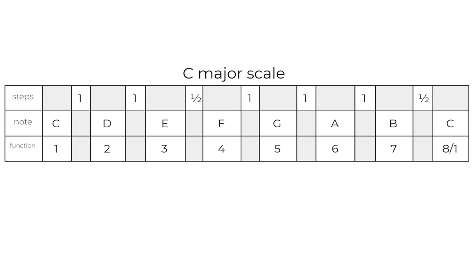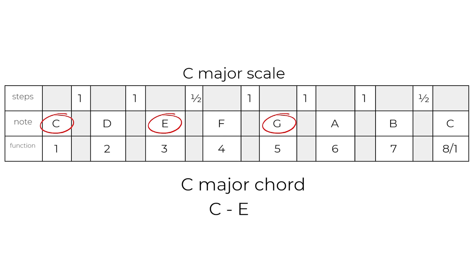The 1 is the C. The 3 is the 3rd note from the C major scale, being an E. And the 5 is the 5th note from the major scale, being a G. So now we found out that the C major chord is built up from the notes C, E, and G.